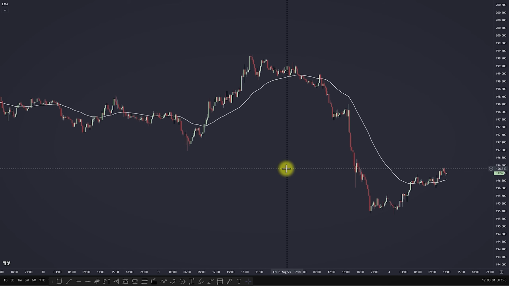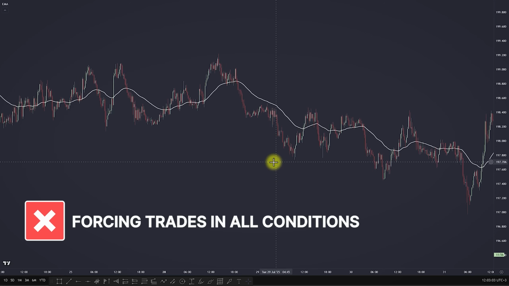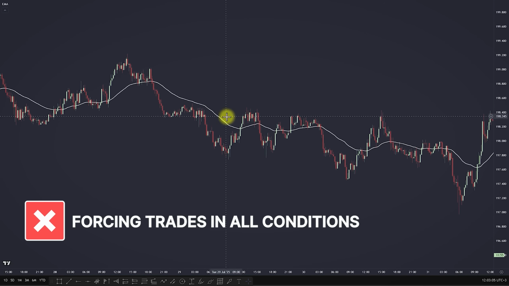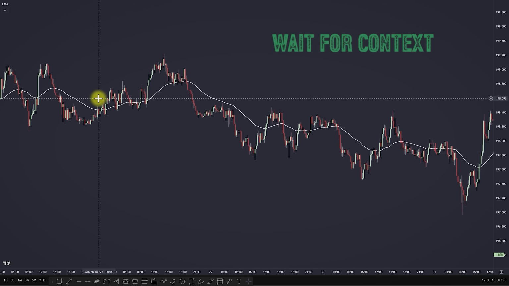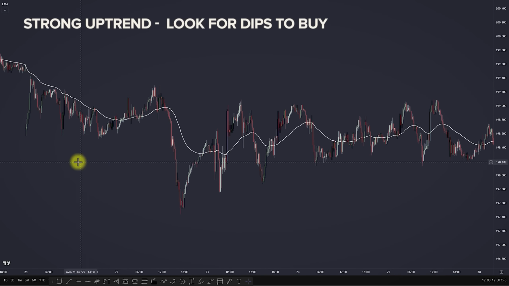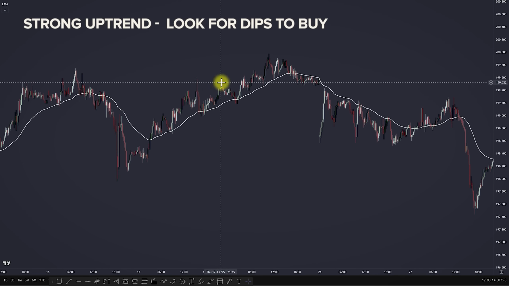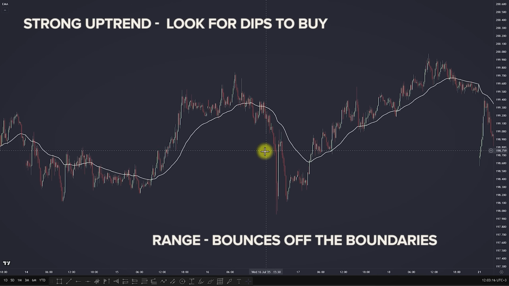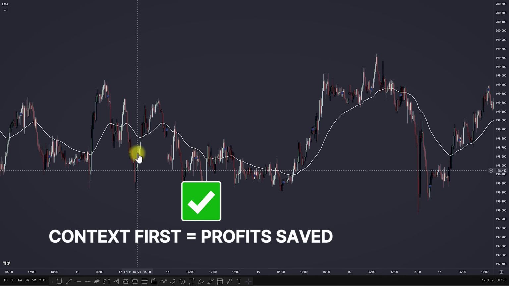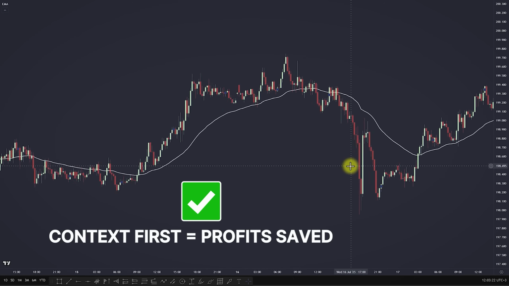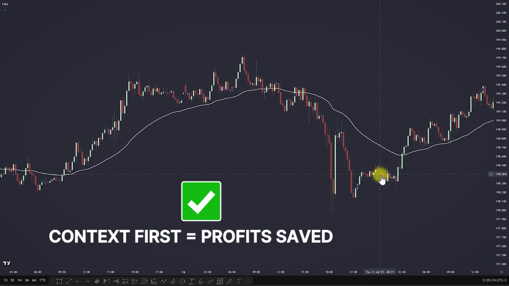Here's what most traders get wrong. They try to force trades in every market condition. But the professional waits for the right context. If you're in a strong uptrend, you look for dips to buy. If you're in a range, you look for bounces off the boundaries. This single concept will save you more money than any fancy indicator ever will.